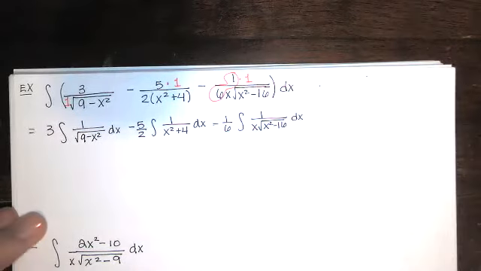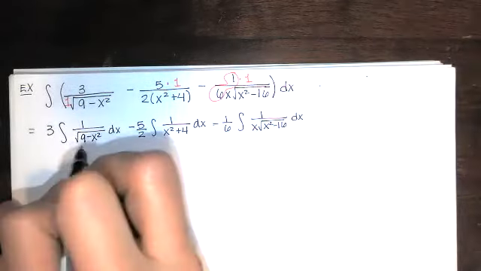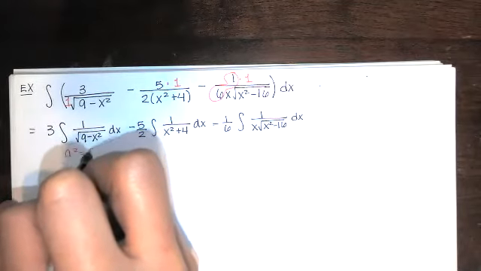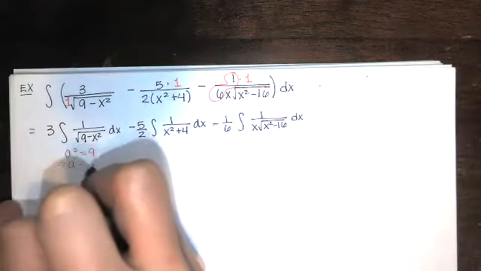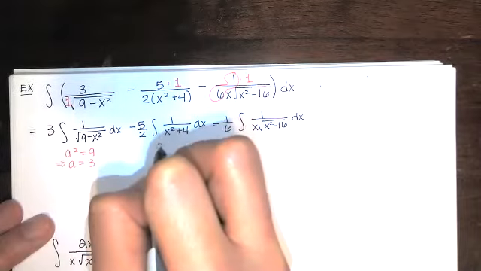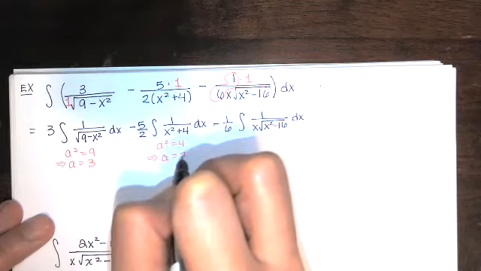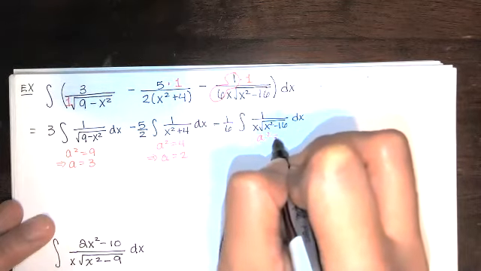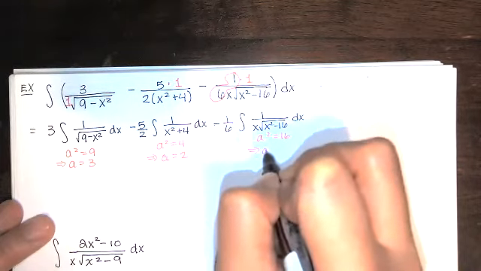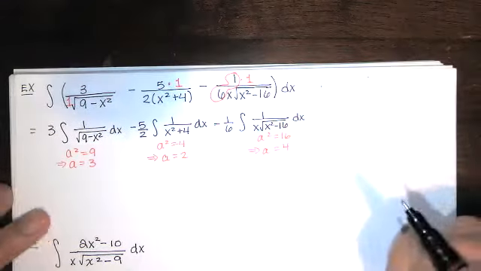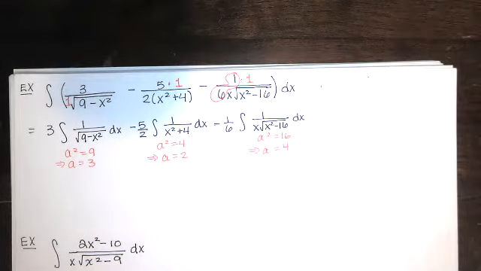Okay. Now for each of these, I need to identify a. Here, a squared is 9. So a is the square root of 9, which is 3. Here, a squared is 4. So a is the square root of 4, which is 2. Here, a squared is 16. So a is the square root of 16, which is 4. And we always take the positive square roots with these.